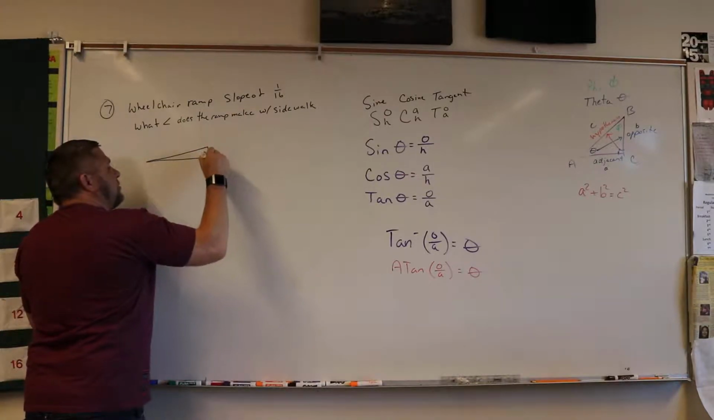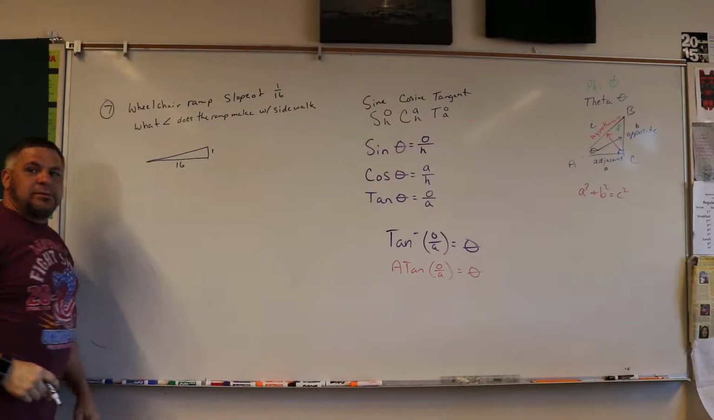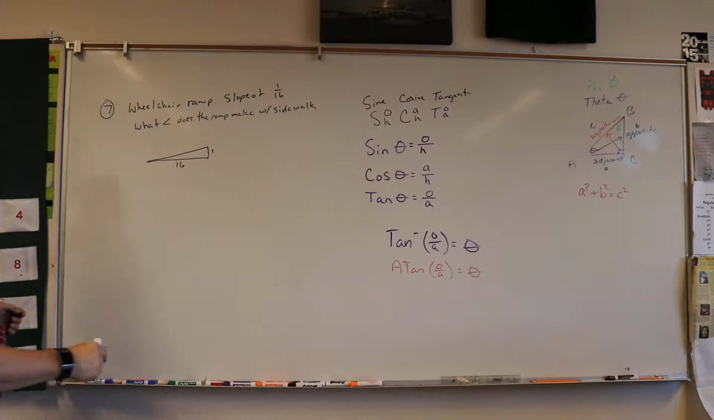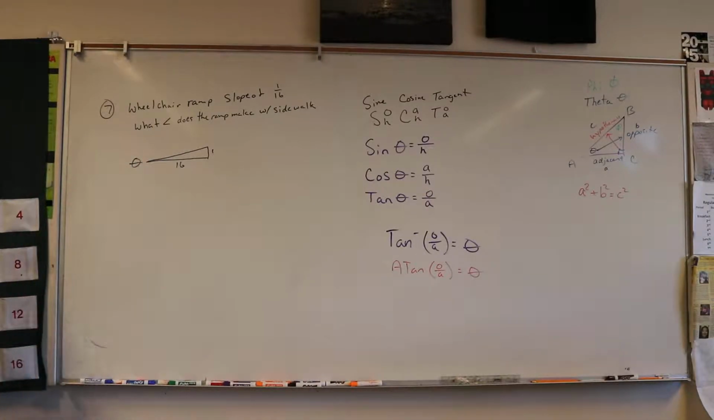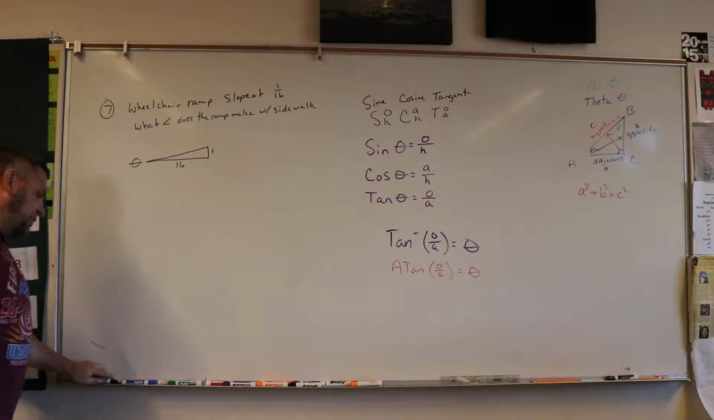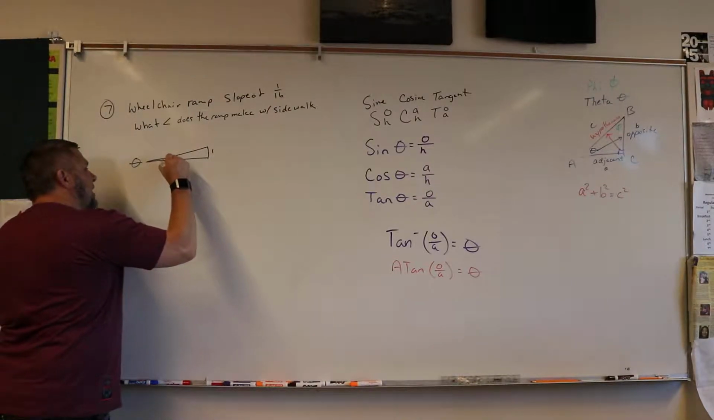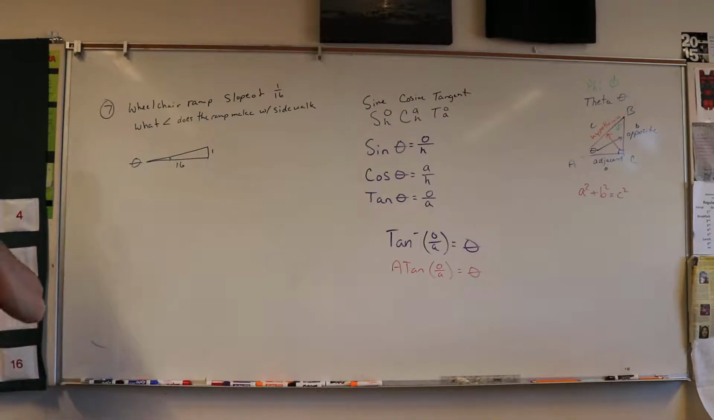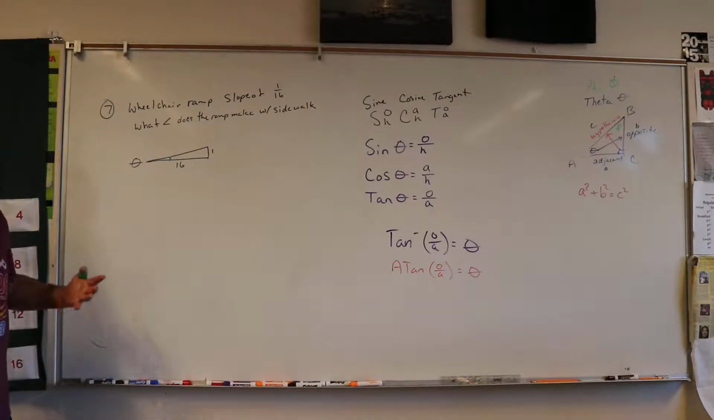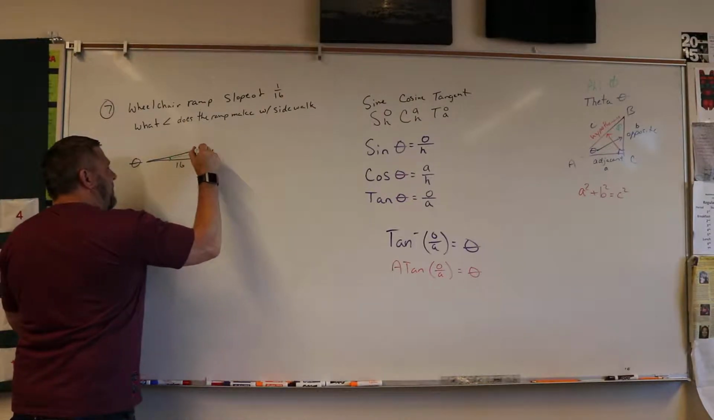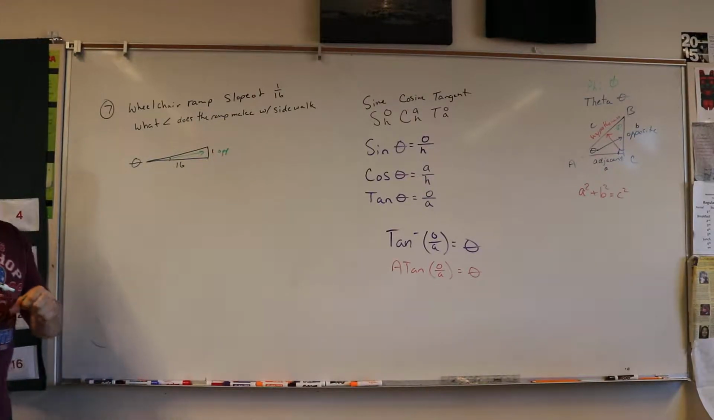So this rise is 1. And this run, well, that's 16. And we're looking for this angle. So we can call that theta, right? So think about this. What's opposite of theta? What's opposite of this angle? Opposite. Okay? What's adjacent?